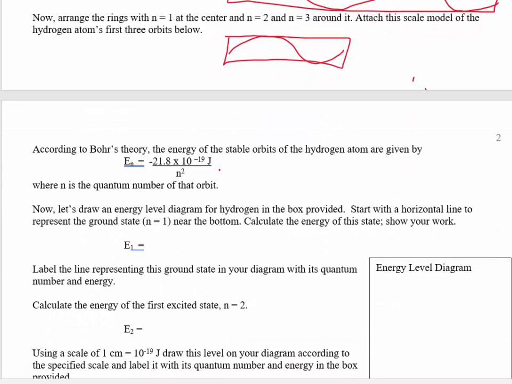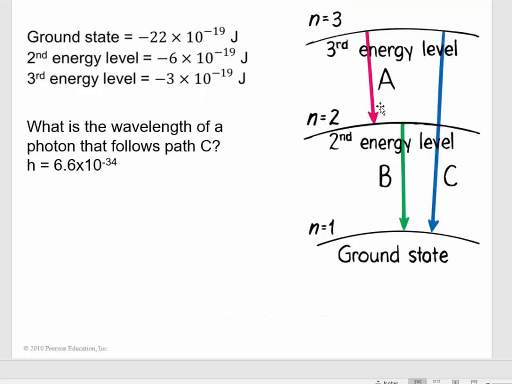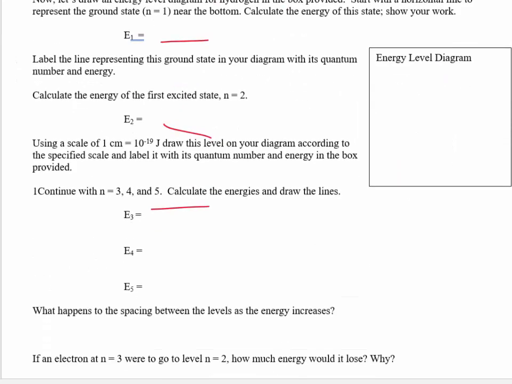We can go ahead and calculate the energies for n is equal to 1, 2, 3, and so on and so forth. I have you do that here, here, and here. I do have you sketch an energy level diagram, which is going to look a whole awful lot like this. Here is the energy level diagram that we saw in the lecture. Go ahead and label n is equal to 1, 2, 3, and label their energies. Those will go here, here, and here.